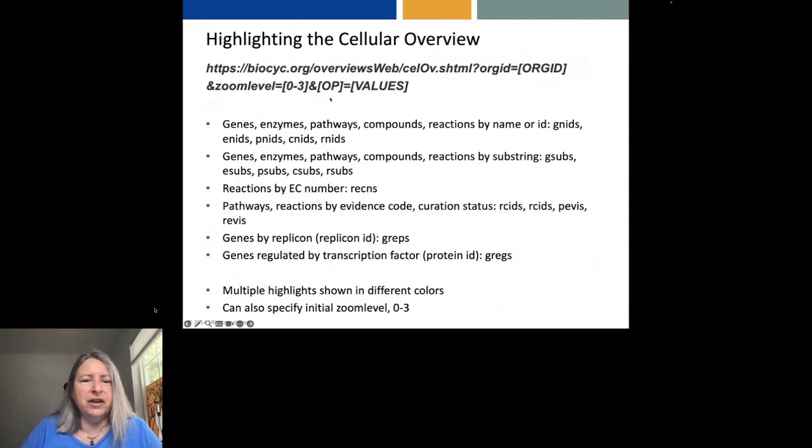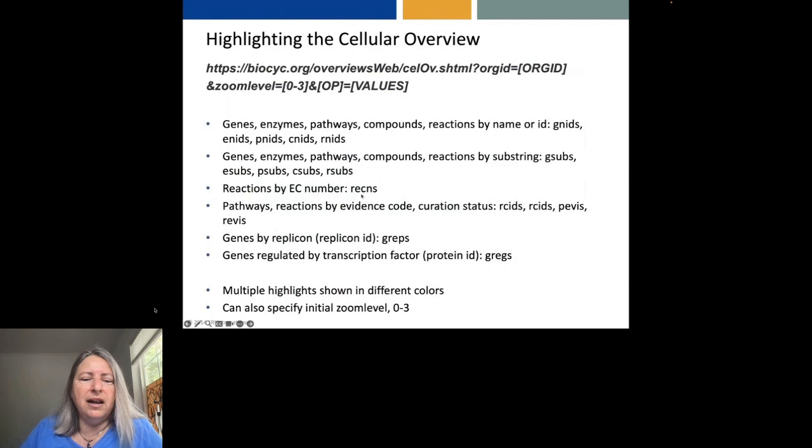And then various operations of what you want to highlight. So things you can highlight: genes, enzymes, pathways, compounds, or reactions. And you can do that by either name or ID. And all these, what I'm showing here are the operations that you use. So the preface for G, E, P, C, or R for these object types, and then IDs for name or ID. You can do it by substring, and again, it's the same set of objects with the same syntax there.